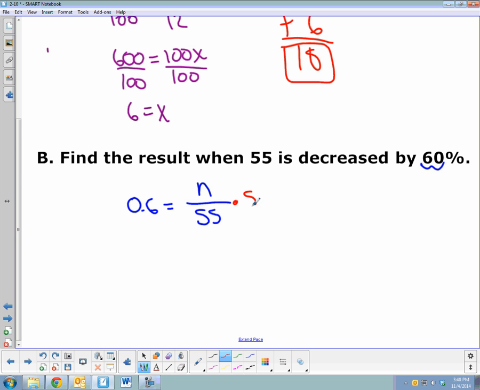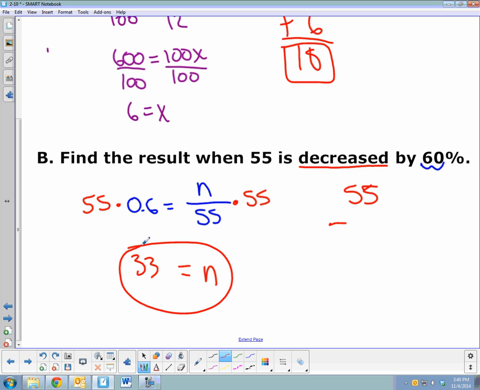Opposite of divide is times, so I multiply both sides times 55. 55 divided by 55 is just 1n left over, and 55 times 0.6, I'm going to get 33. But remember, that's the amount it changed. So if I started with 55 and I decreased by 33, what's the result? Well, the result is 22.